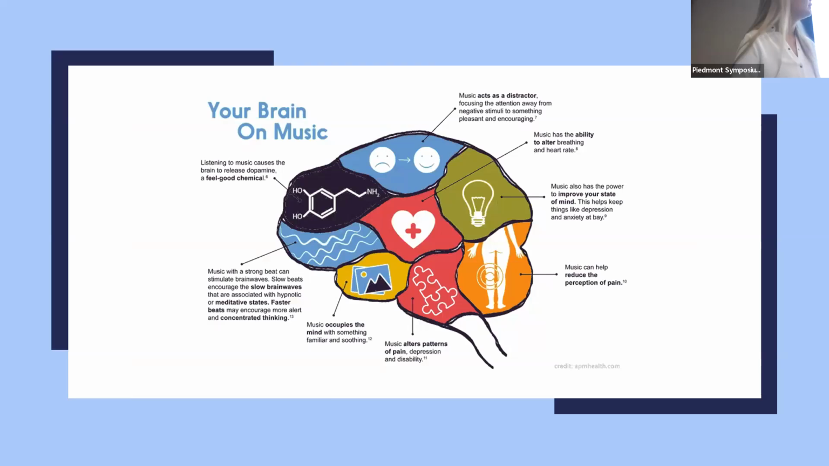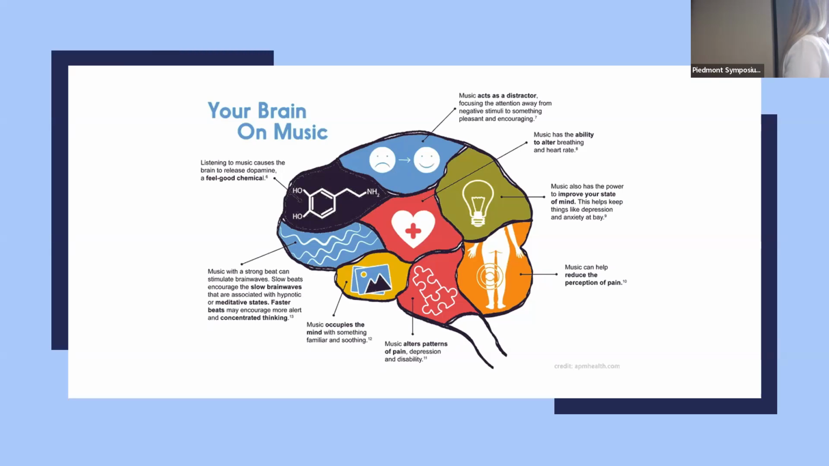So what really makes music therapy such a good asset in these patients that are intubated? Well, as you can see, listening to music causes the brain to release dopamine, which is a feel-good chemical. Music acts as a distractor, focusing the attention away from negative stimuli to something pleasant and encouraging. Music has the ability to alter breathing and heart rate. This is so important for an intubated patient that needs to let the ventilator work for them and not work against it. Music also has the power to improve your state of mind.